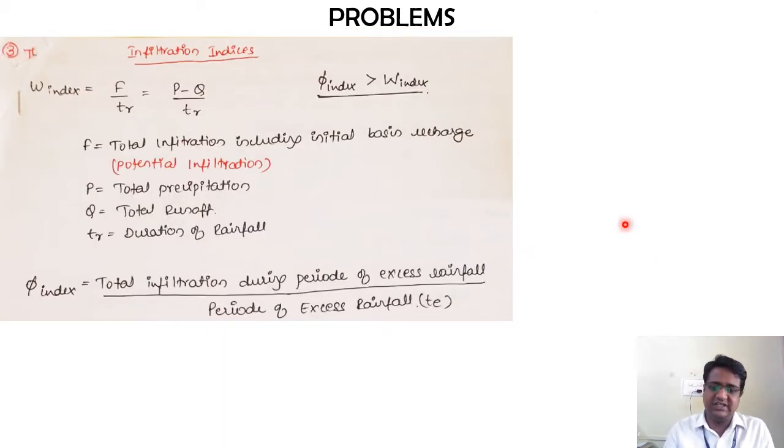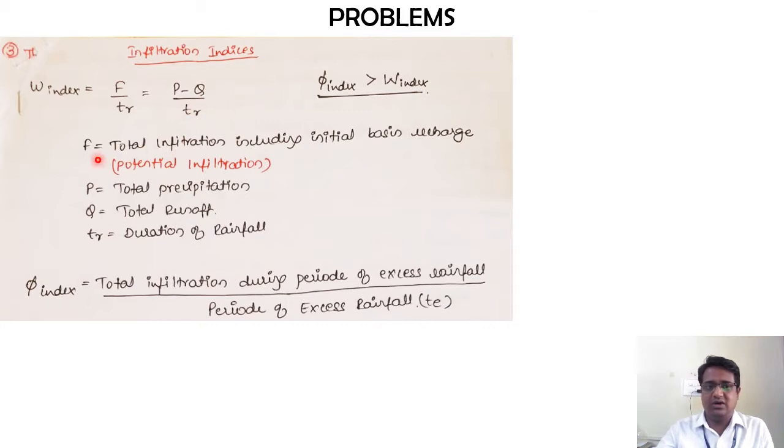So first thing, before we go for the problems, I'd like to revise the formulas or explanations for this W index and phi index. Okay, so for W index, if you check out, it is F by TR. So F is nothing but P minus Q, divided by TR. So P is the amount of precipitation, Q is the amount of runoff, TR is the total duration of the rainfall that is going to be there.